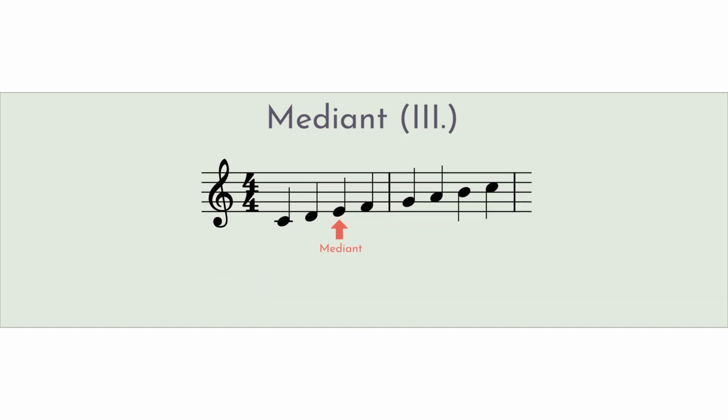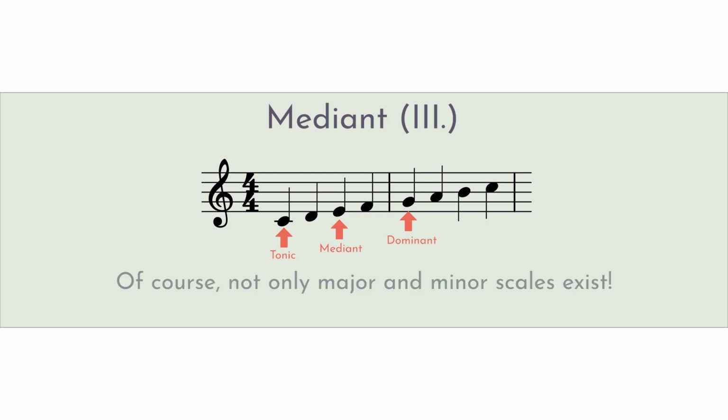The third degree is called the mediant because it is halfway between the tonic and the dominant. It also can provide a smoother transition to another degree. In simplified terms, if the distance from the tonic is a major third, then the scale is major. If it's a minor third, then it's minor.